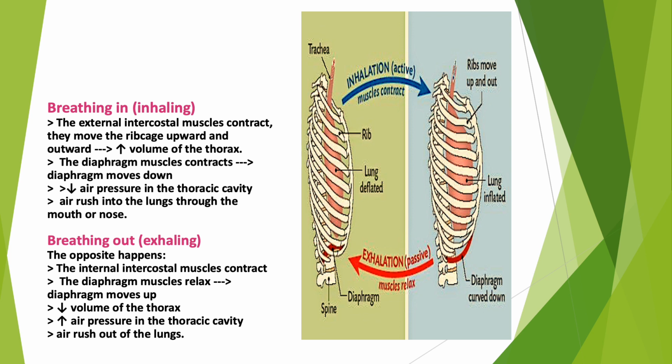During exhalation, exactly the opposite happens. The intercostal muscles relax, diaphragm muscles relax, the diaphragm moves up, there's a decrease in the volume of the thoracic cavity, air pressure increases, thus air rushes out of the lungs.